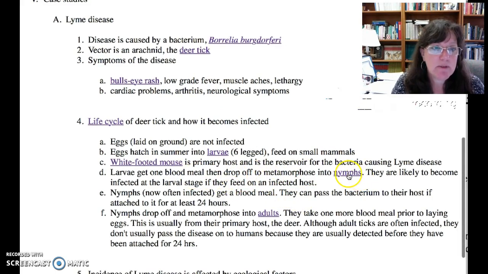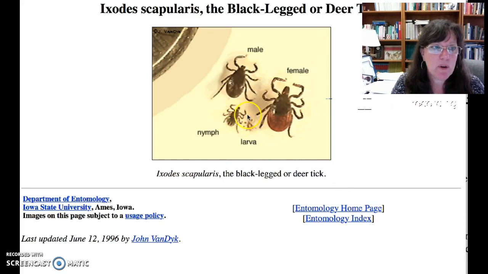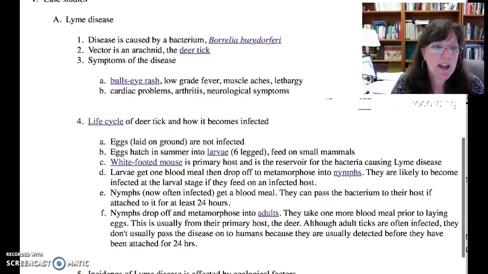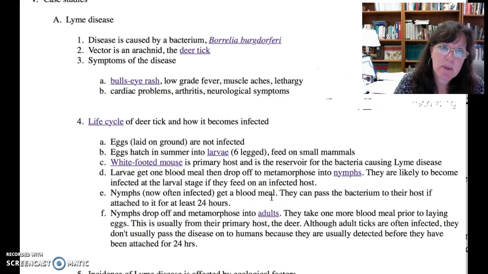So after they get that first blood meal, they're going to metamorphose into the next life stage, the nymph, which is a little bit bigger. And if they've fed on the white-footed mouse, they will be carrying around that bacterium. And so the next time they need to get a blood meal, they will pass along that bacterium to some other host that they're feeding off of.